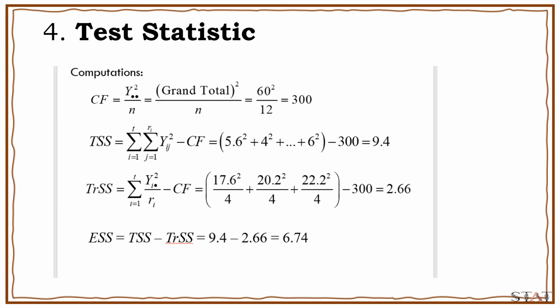So what is this test statistics based on our example? We will compute for the correction factor. So again, it's the grand total, you square it, divided by n.